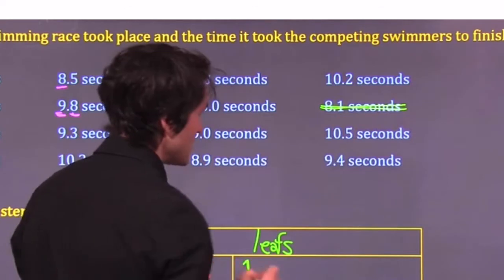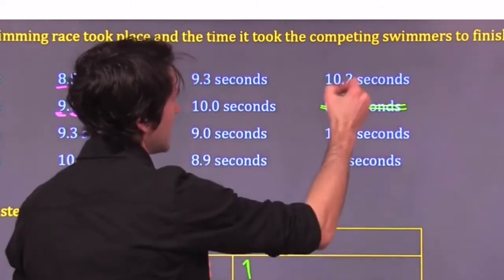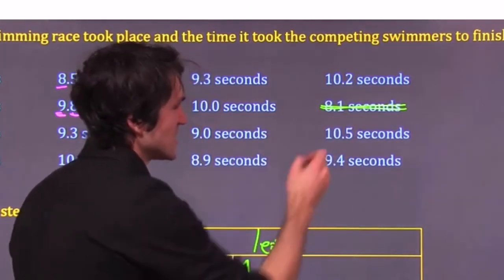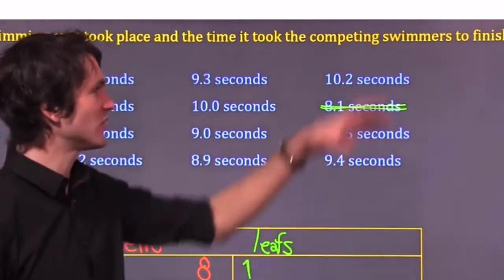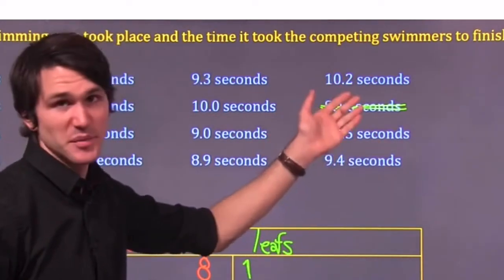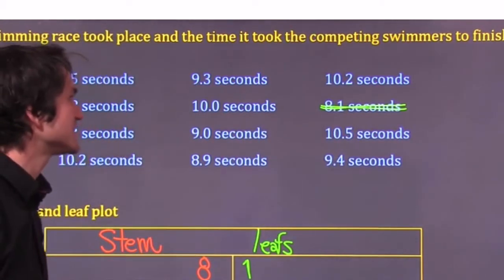Do we have any other data points in this column which took 8 seconds? No, because this person took 10.2 seconds, this person took 10.5 seconds, and this person took 9.4 seconds. So none of these other people took somewhere between 8 to 9 seconds. So we're all done there for our stem being 8.